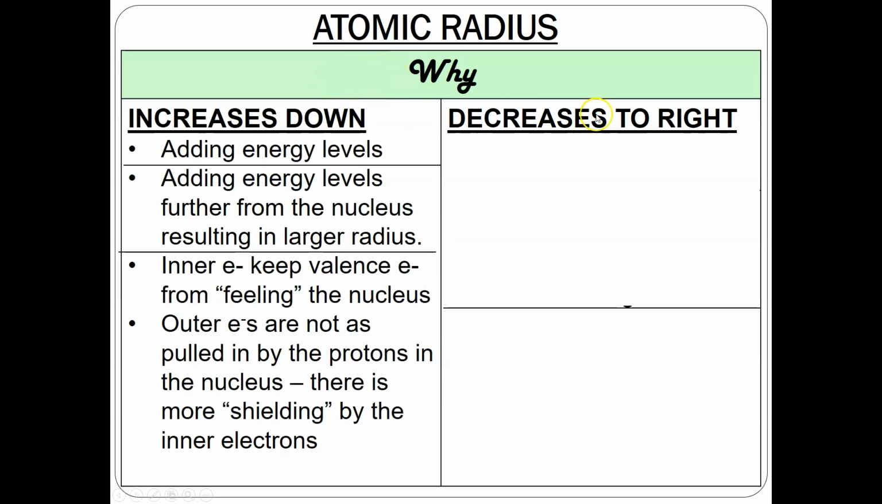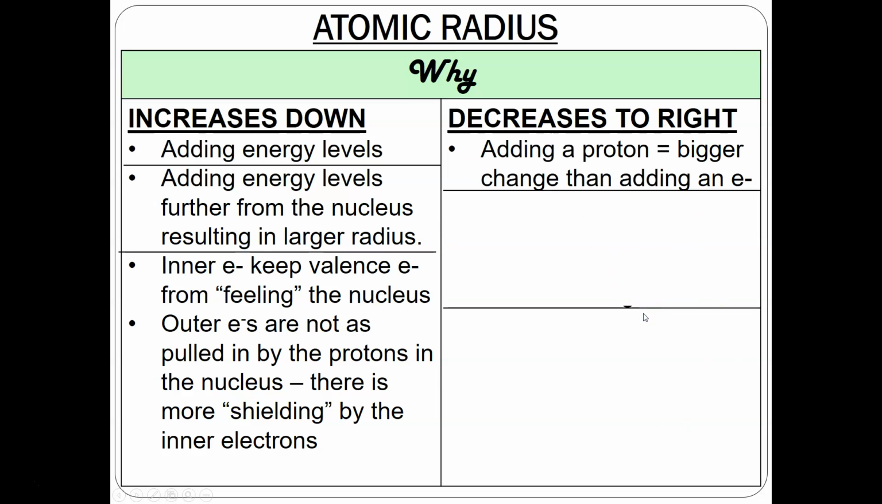It's going to be easier for us to explain why the radius decreases going to the right. I know that feels tricky, because most of the time we talk about why things get bigger. Well, this time it's going to be easier to explain why things get smaller. So let's just go with it. We're adding a proton, we're adding an electron, but what you have to understand is that is not an equal addition of strength. Adding a proton is a bigger change than adding an electron.